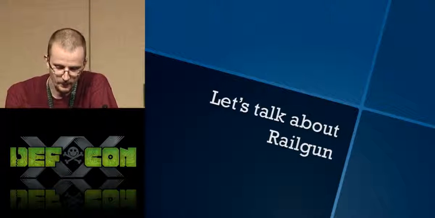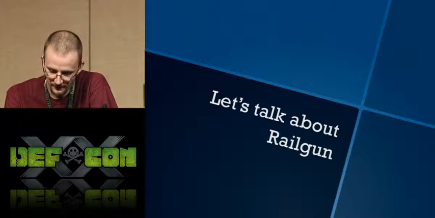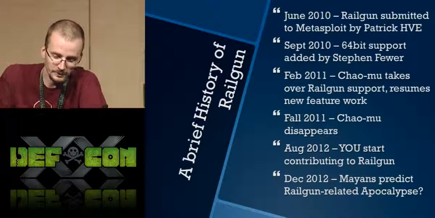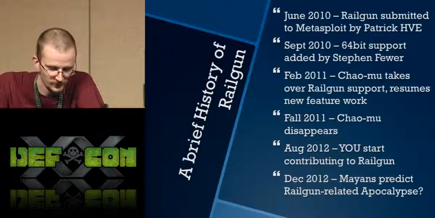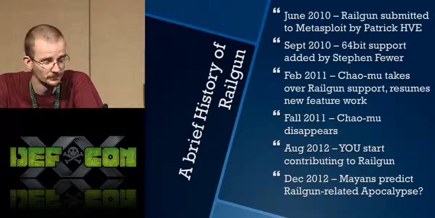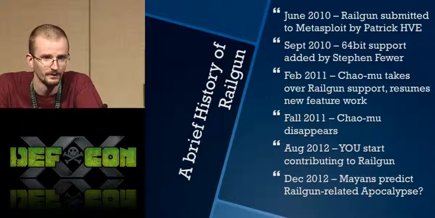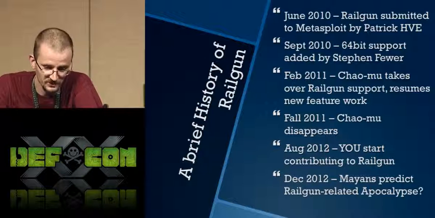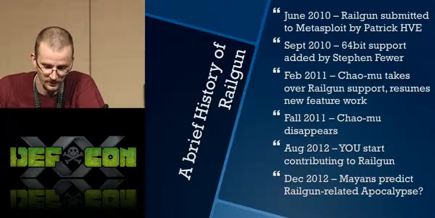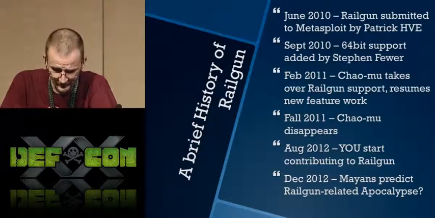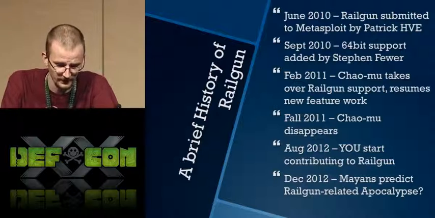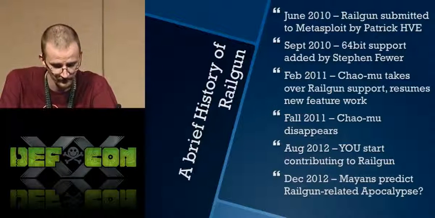So let's talk about Railgun and its history briefly here. In June of 2010, a community user called Patrick HVE submitted Railgun via the mailing list. And it was just an extension from interpreter to load at the time. By September, Stephen Fewer had added 64-bit support.